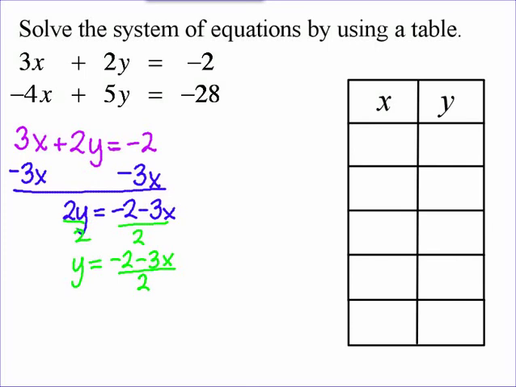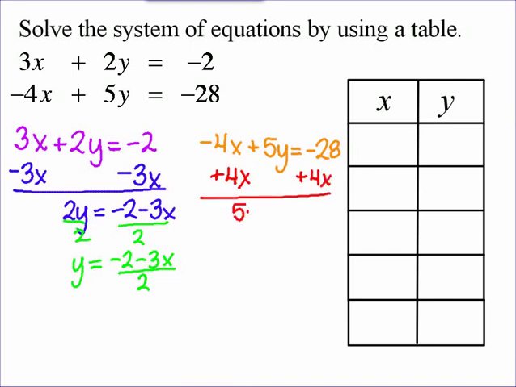Now we're going to do the exact same thing with this one: -4x plus 5y equals -28. What's the first thing that you do? Add 4x to both sides. So I get 5y equals -28 plus 4x, or I could write it this way, 4x minus 28. And then last but not least, divide by 5. So I get y equals (4x minus 28) divided by 5.